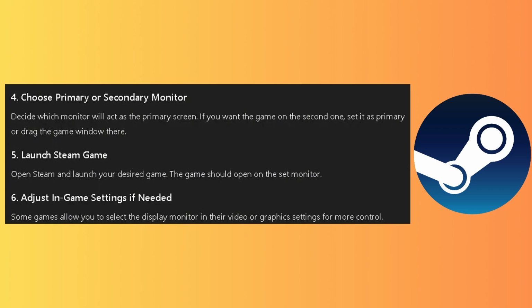Choose primary and secondary monitor. Decide which monitor will act as your primary screen. If you want the game on the secondary one, set that one as the primary, or drag the game window over to that side. Launch your Steam game.